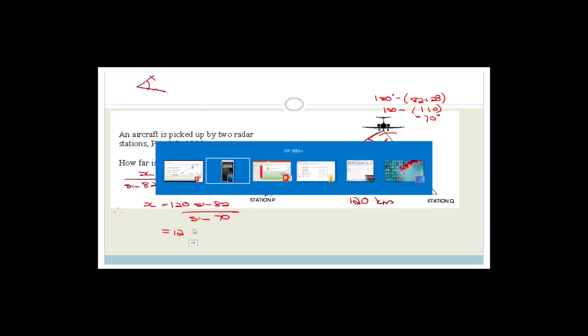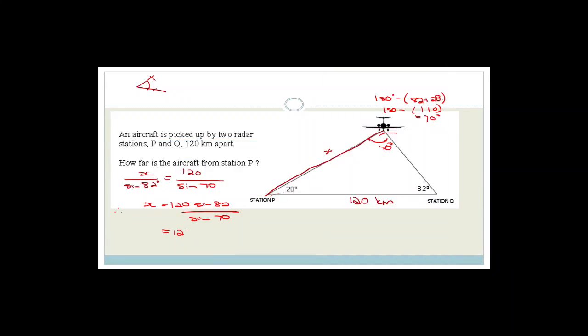So therefore, we can say that this is equal to... what did we say? 126.46 kilometers. So the airplane is 126.46 kilometers away from station P.